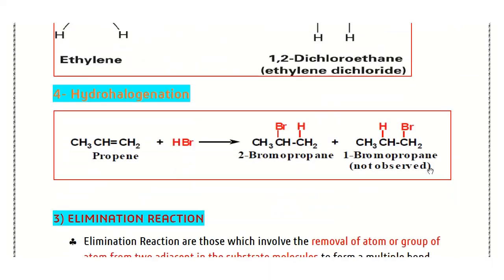The next type of reaction is hydrohalogenation, which occurs in the presence of hydrogen bromide, and in this the propene is converted into 2-bromopropane, because you may observe that a bromine atom is added and a hydrogen is also added. The other type of product, which is not usually observed, is 1-bromopropane. So the major product of the hydrohalogenation reaction of propene with hydrogen bromide is 2-bromopropane.